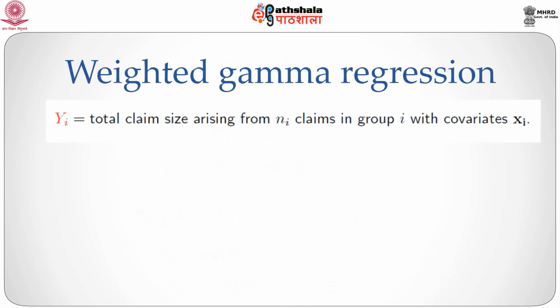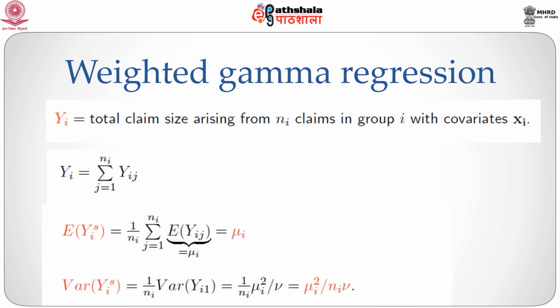Sometimes it is necessary to consider weighted gamma regression. So, we shall explain this in the context of the Canadian auto claims insurance data. Let us suppose that yi is the total claim size arising from ni claims in group i with covariates xi. Yi is actually summation j equal to 1 to ni of yij, where yij is the jth claim in group i. yi star equal to yi over ni is the average claim size in group i.